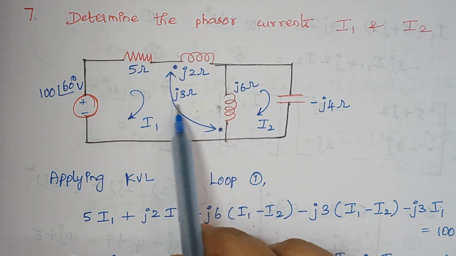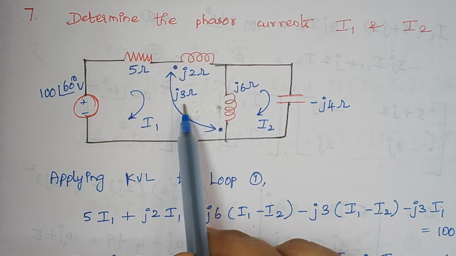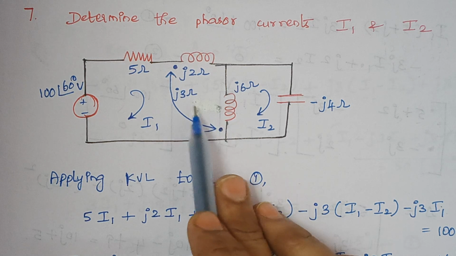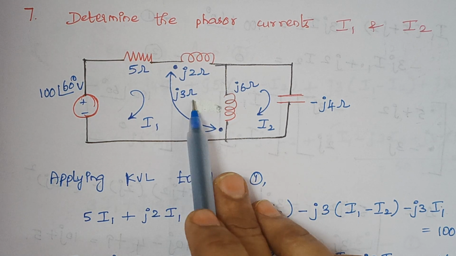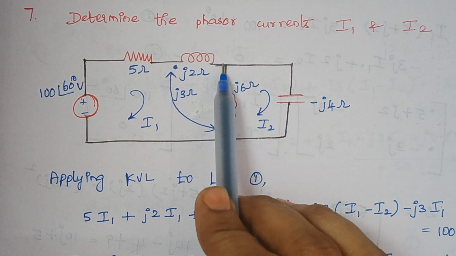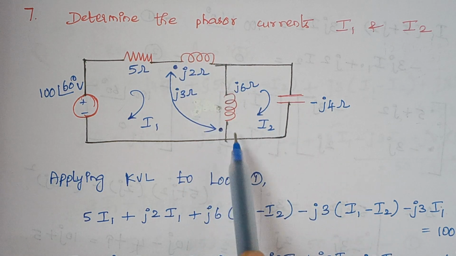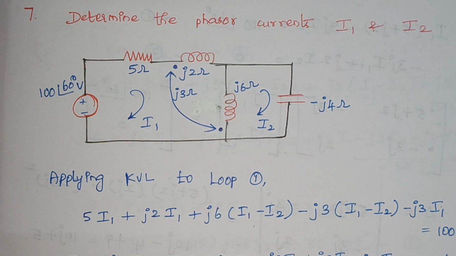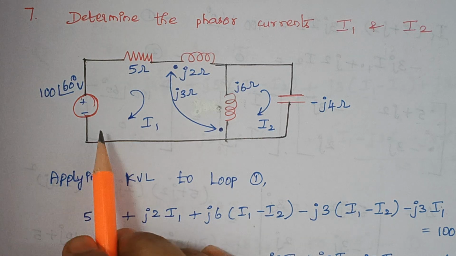And here you see J3 is the mutual inductance that exists between these two reactances. Because of this mutual inductance, there will be a mutual voltage at this point, that is after this inductor, as well as at this point, right? So here the first step is we will write the value of the mutual voltage.